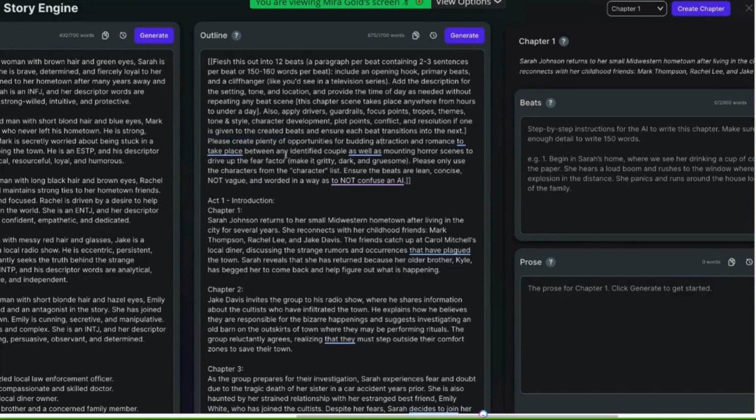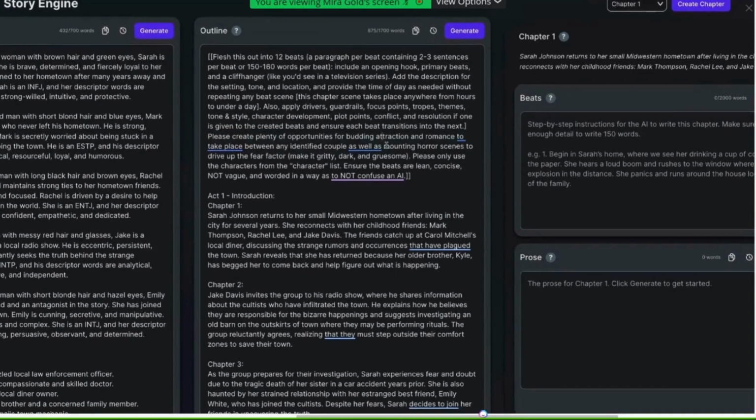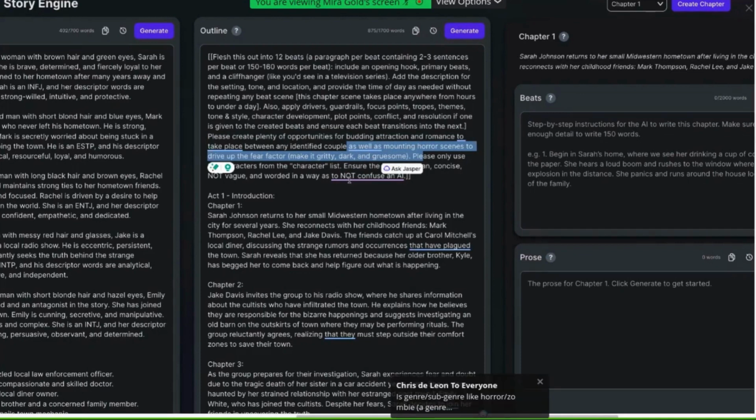I want there to be mounting horror scenes to drive up the fear factor, make it gritty, dark, and gruesome. Again, I'm putting trigger words in there. Please use only the characters from this list.